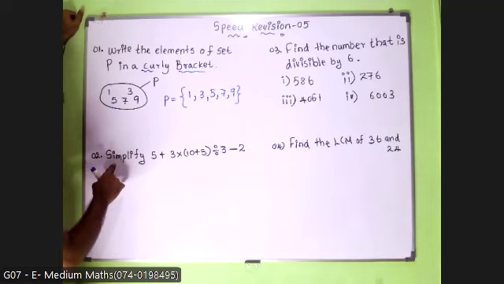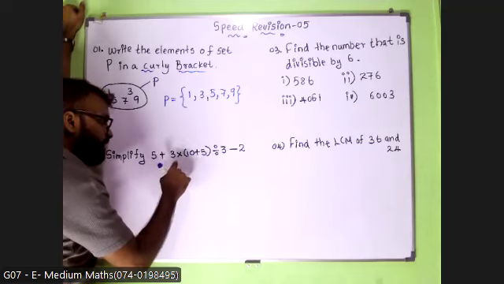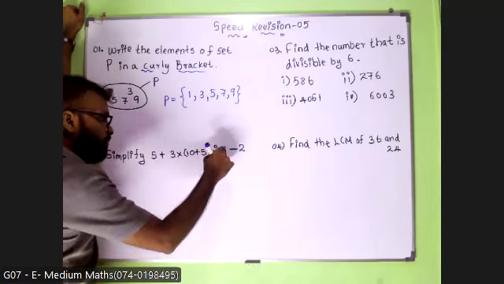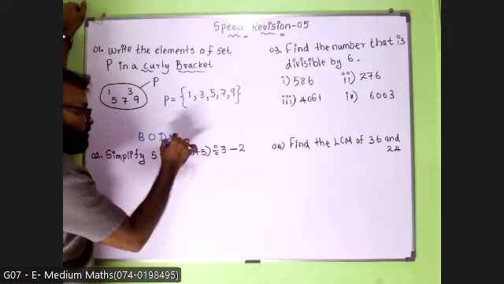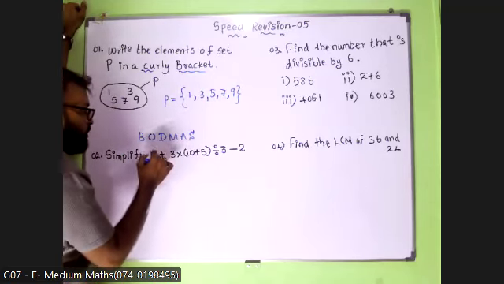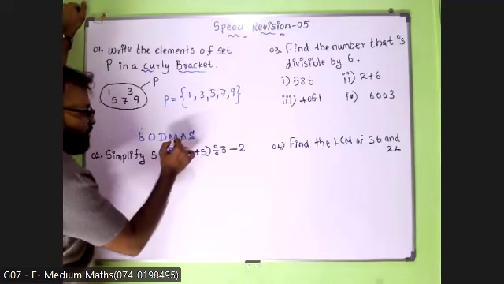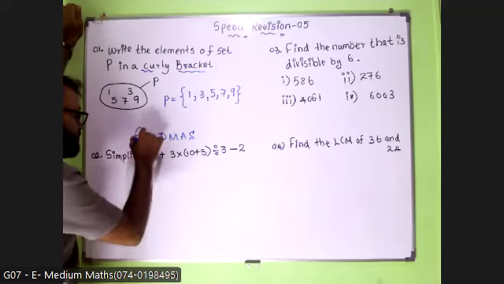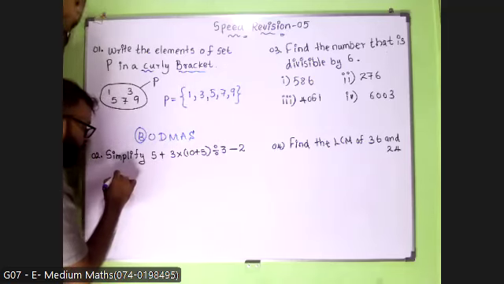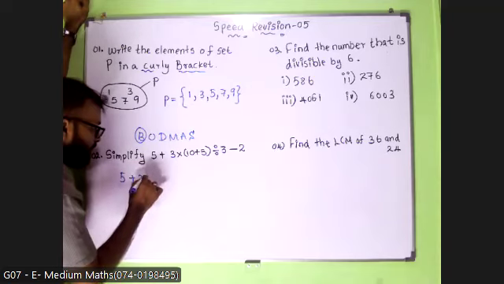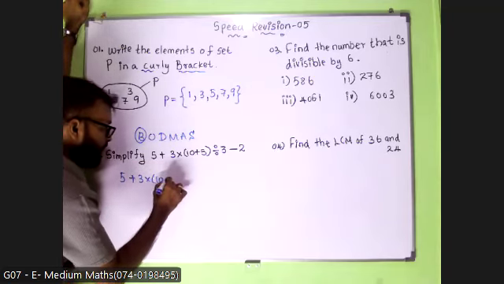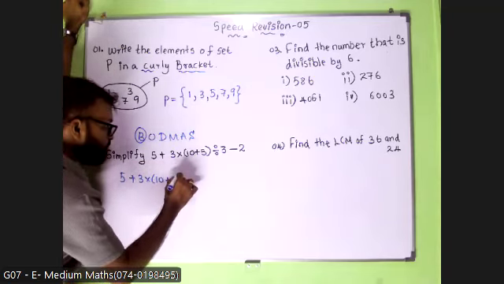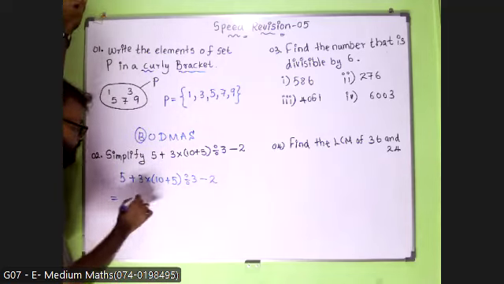And when you are going to simplify this, 5 plus 3 times (10 plus 5) divided by 3 minus 2, you have to follow BODMAS. Last week also we did some kind of question. Brackets, of, division, multiplication, addition, subtraction. Are there any brackets? Yes, here is my bracket. So I am going to rewrite this one: 5 plus 3 times (10 plus 5) divided by 3 minus 2. First of all, brackets.